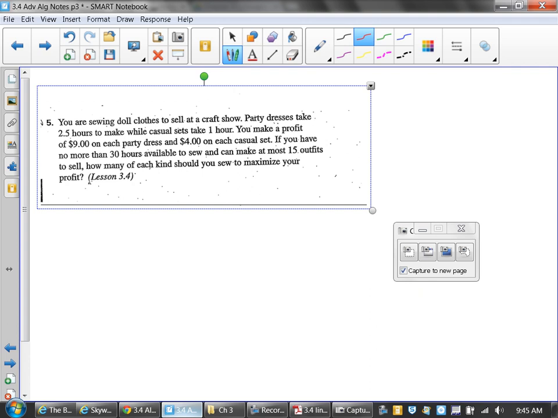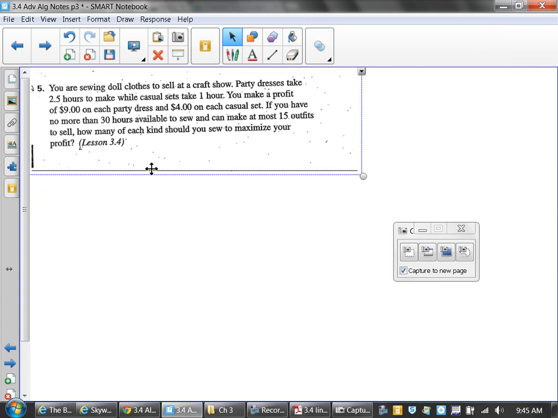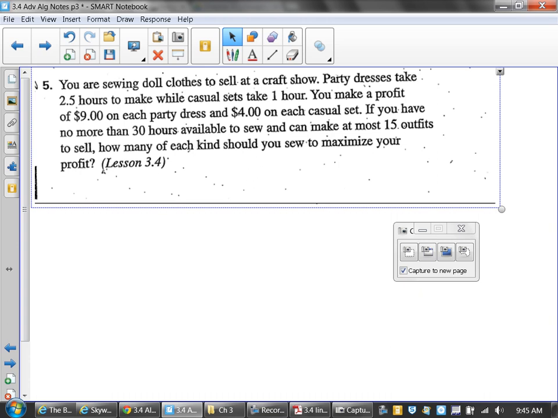You are sewing doll clothes to sell at a crafts show. You have party dresses and casual dresses. Party dresses take 2.5 hours to make, while casual dresses take an hour. You make a profit of $9 on the party and $4 on a casual set. If you have no more than 30 hours available to sew, and you can make at most 15 outfits, how many of each should you sew to maximize your profit?